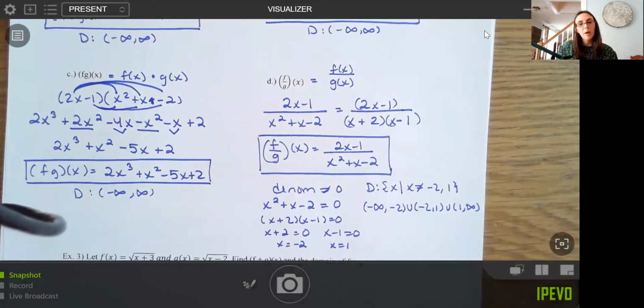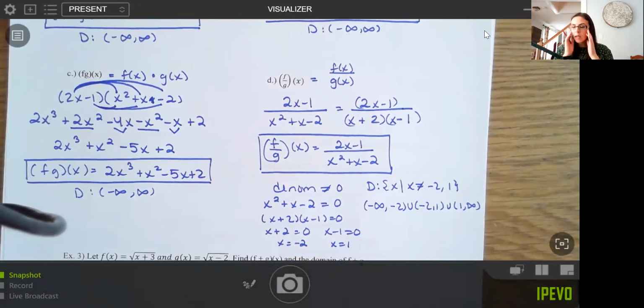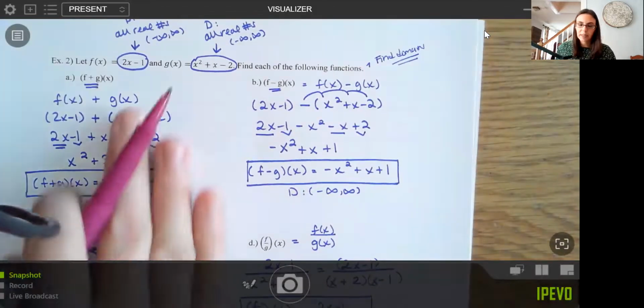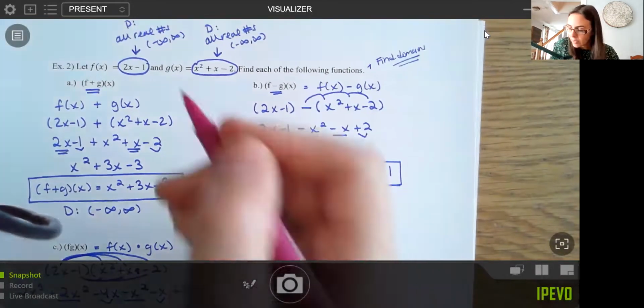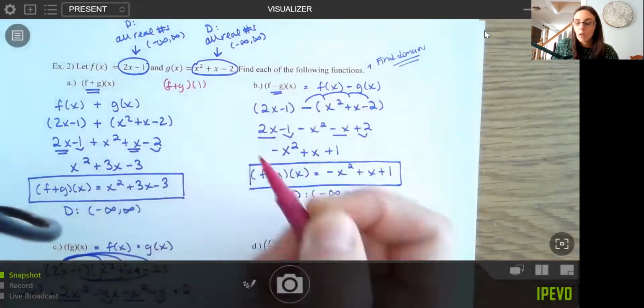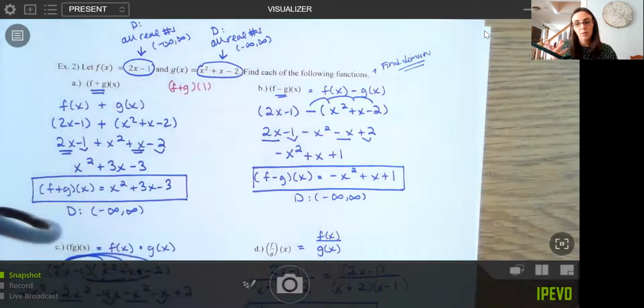All right. One more thing I want to add in here before we go on to the next problem is a lot of times you'll be asked to evaluate as well. So plug in numbers. And I'm just going to do this example here, for instance. So let's say I asked you to find f plus g of 1. Well, we can do that, and we can do it in a few different ways.